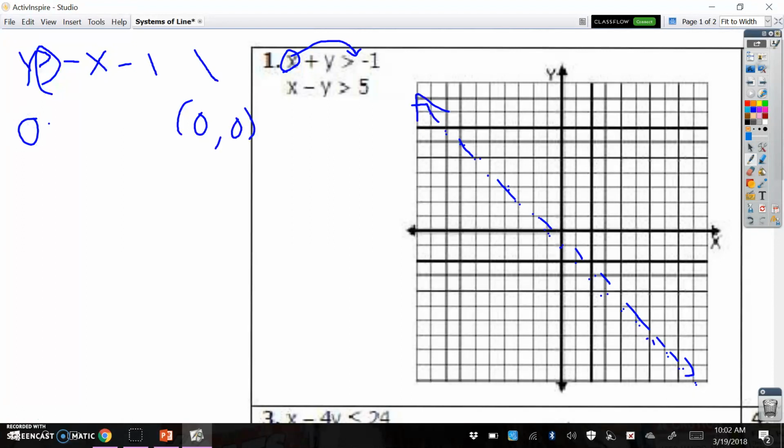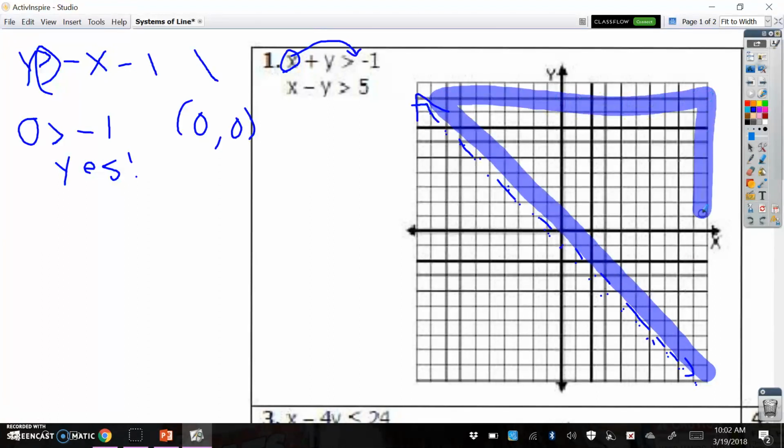So y is 0, greater than. When we make x 0, it's just going to disappear, so we can just do minus 1. Okay, is 0 greater than negative 1? Yes. So we're going to shade on the side with 0, 0. You're shading with a highlighter, but you can just use your pencil. I just want you to see very clearly what I'm talking about. So we shade on the side with 0, 0.